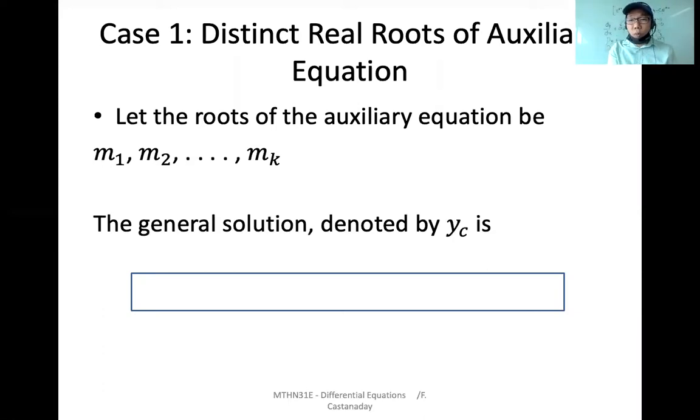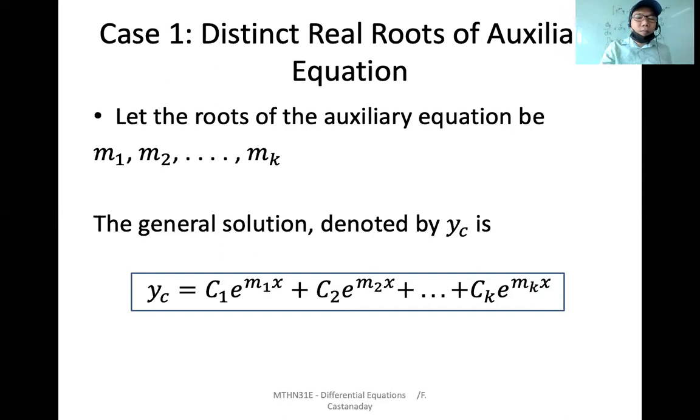So yung solution nito, tandaan ha, pag distinct, pag magkakaiba, the solution is denoted by y sub c. Bakit y sub c? Complementary solution because we're dealing with the left-hand side of the equation. Actually, homogeneous siya, kaya zero yung nasa right-hand side. Later on, kapag meron nang nasa kanan, y sub p naman ang tawag natin doon, or the particular solution. So y sub c is equal to c sub 1 e raised to m sub 1 x plus c sub 2 e raised to m sub 2 x and so on. Ganun lang. Alamin lang natin yung value ng m na yan. And then, voila, isulat mo na lang yung mismong value ng root dun sa solution.